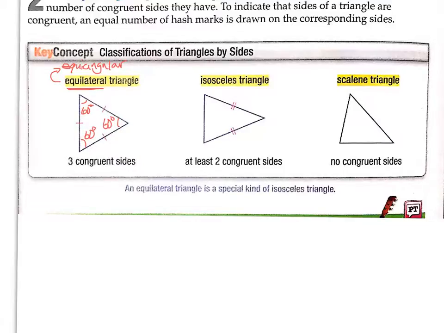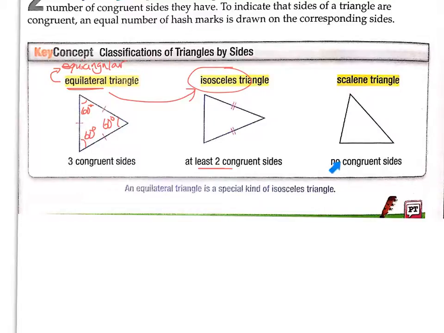Okay. Isosceles, this one's hard to spell. I-S-O-S-C-E-L-E-S. Isosceles means at least two congruent sides. What does that mean? If it's equilateral, it is also isosceles because it has at least two equal sides. But if it's isosceles, it does not have to be equilateral because it could have only two equal sides. I know that's kind of hard to figure out in your brain, but we'll talk about that in a second. And then scalene means no sides are congruent.